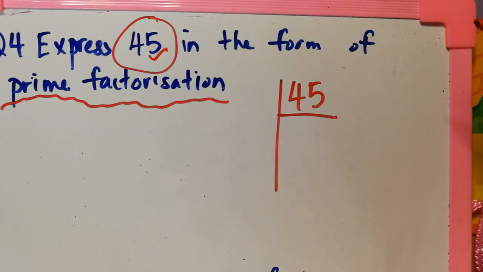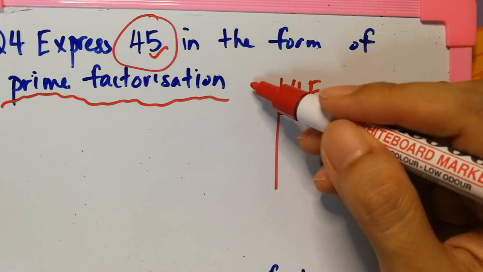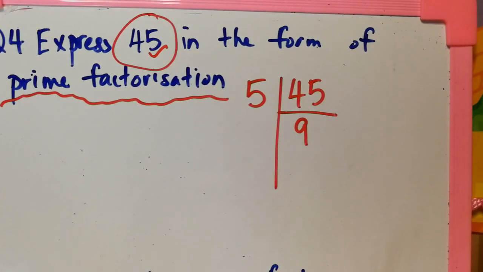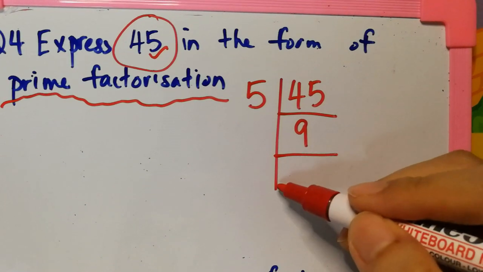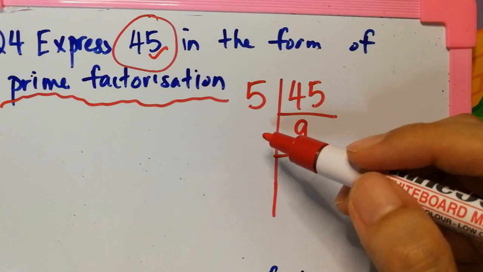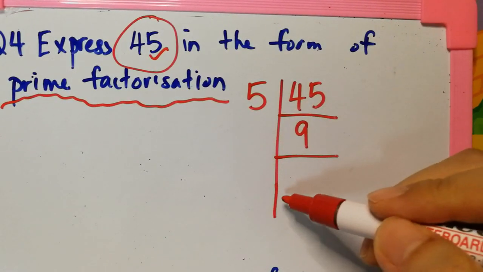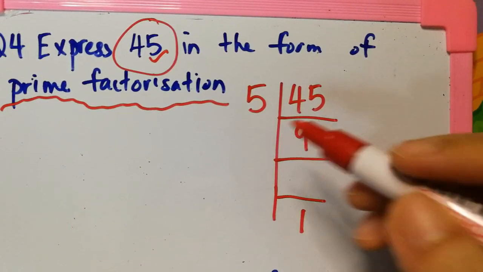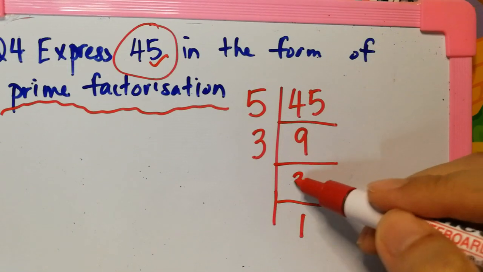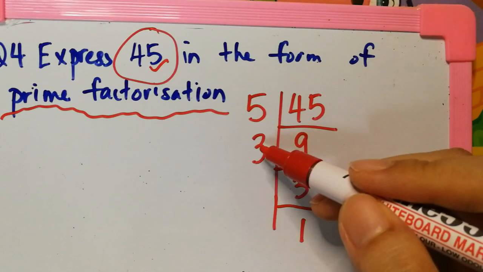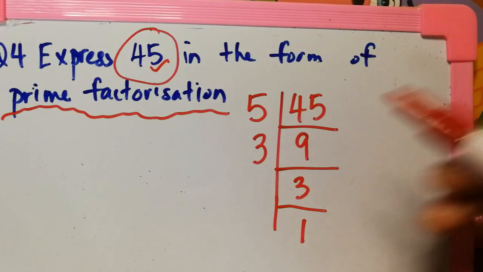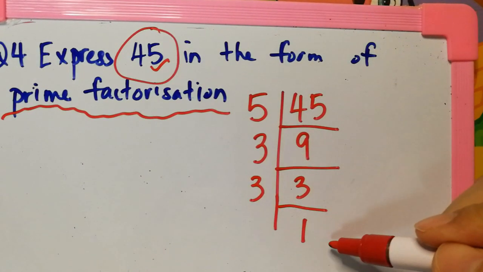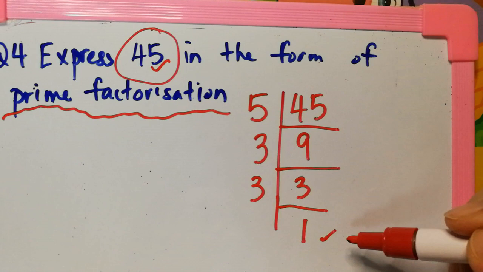So what is your first number? Our first number can be 5. So here is my 9. Next, I will continue my division until I get 1 here. So 9 divided by 3, I will get another 3. So 5 and 3 are my prime numbers. Next, I will also have my 3. Then I will stop when I get 1 here.